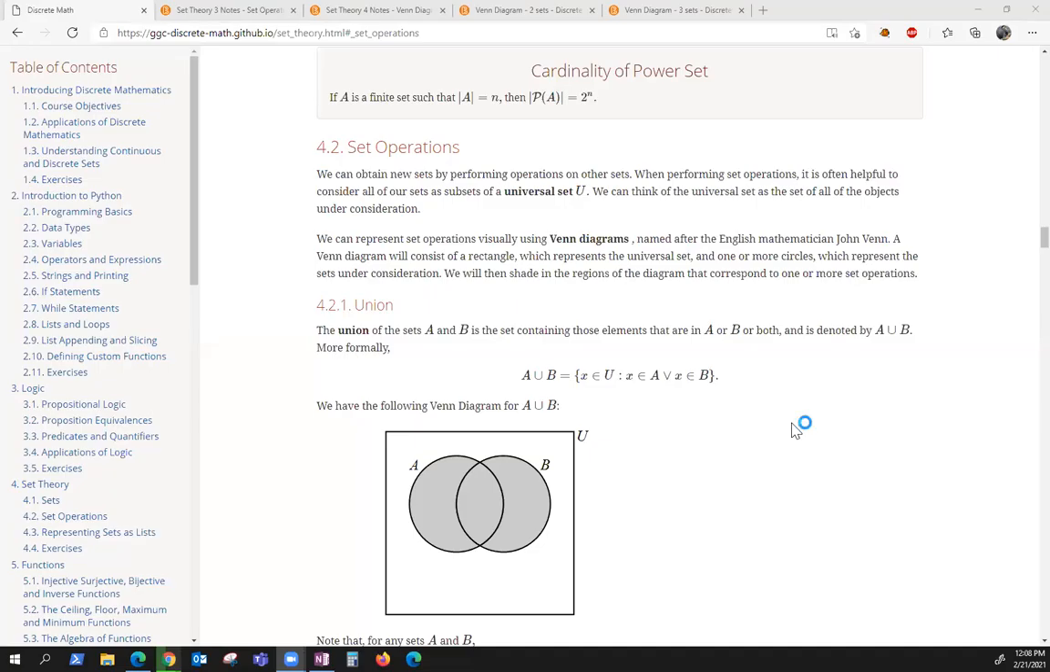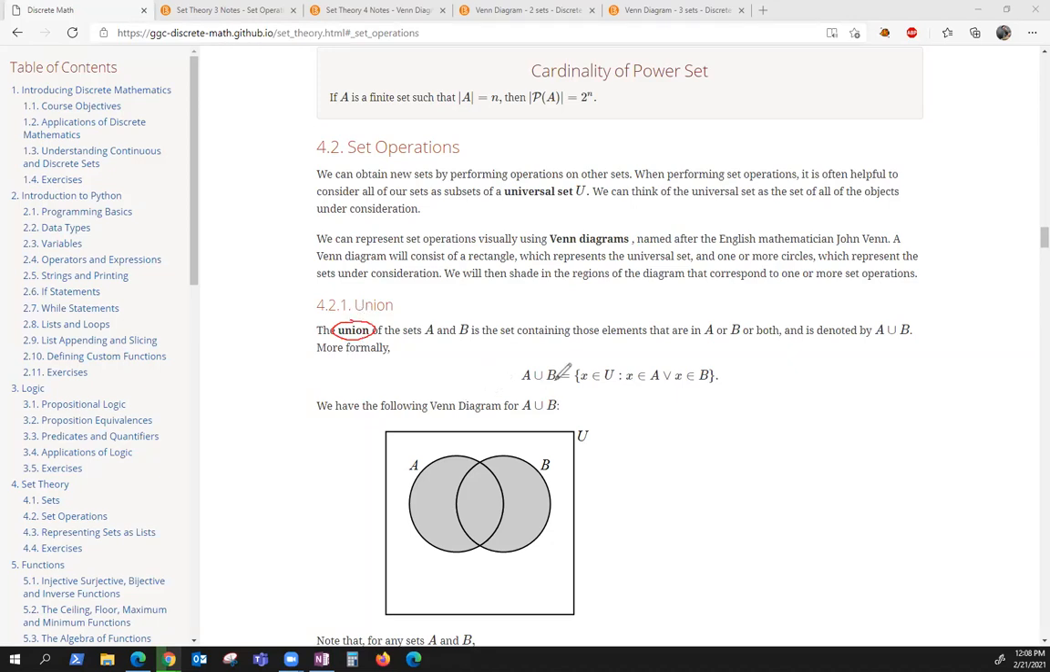This video is going to be talking about set operations and Venn diagrams. So starting out, the very first set operation we're going to mention is called the union between two different sets.